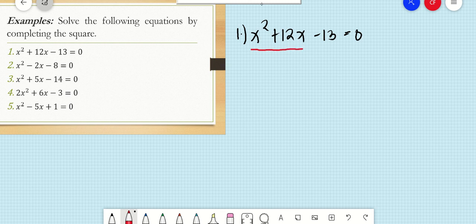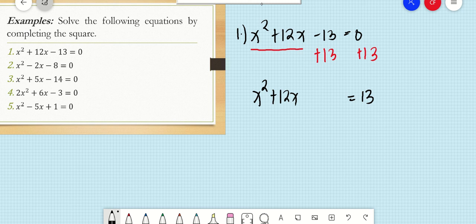So, ano pong gagawin namin kay negative 13? So, lipat na po natin dito sa may right side using APE. Okay, so add lang po tayo ng positive 13 both side of the equation. So, bali magiging bagong equation natin is x squared plus 12x equals 13. Okay, now, apply po natin yung concept ng PST dito sa expression na to.